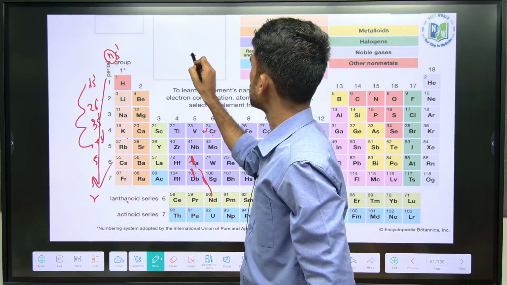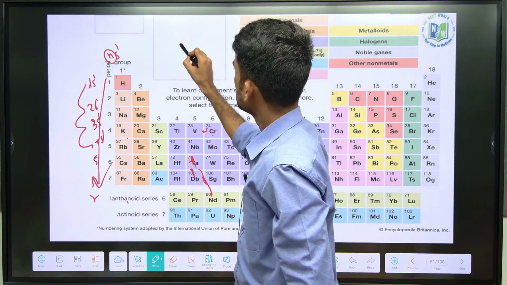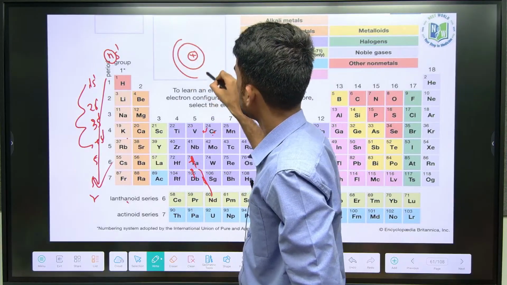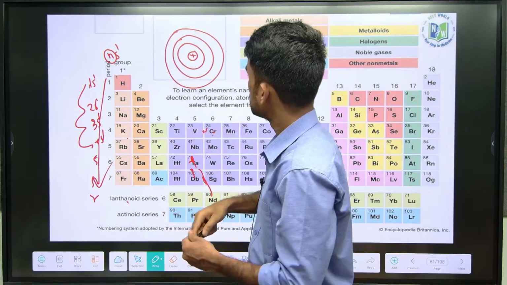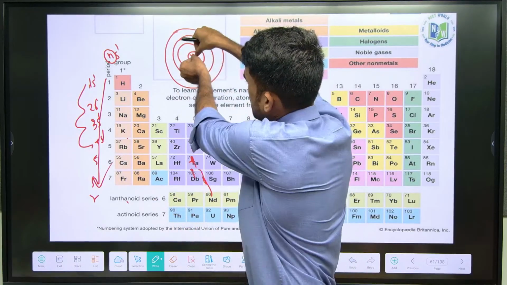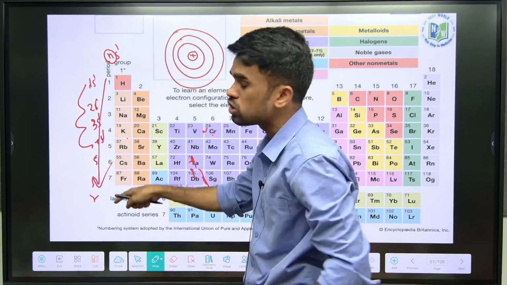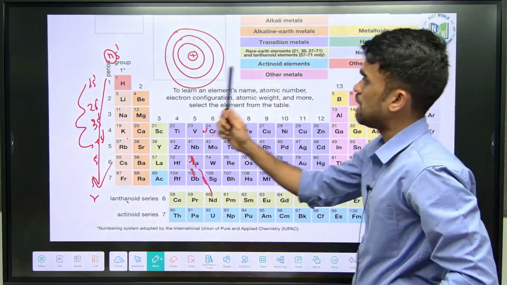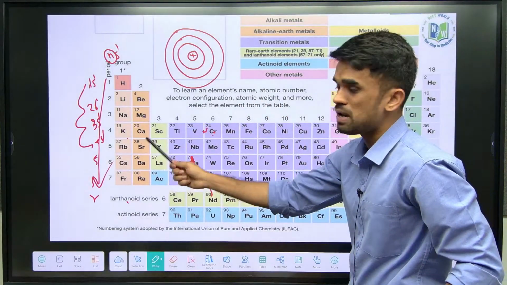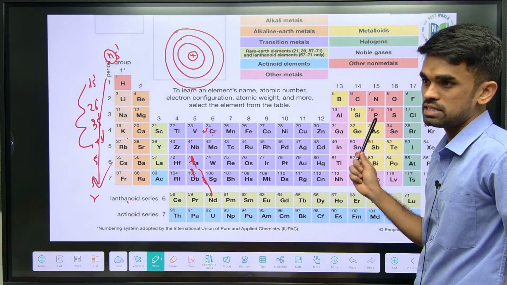So if this is a nucleus, okay, this is n equals 1, n equals 2, n equals 3, like that. What is happening here? As n value increases, the radius also increases. So down the group, what happens to size? Increases. This is clear. Next, from left to right, it means from s block to p block. What happens to size, they will say.